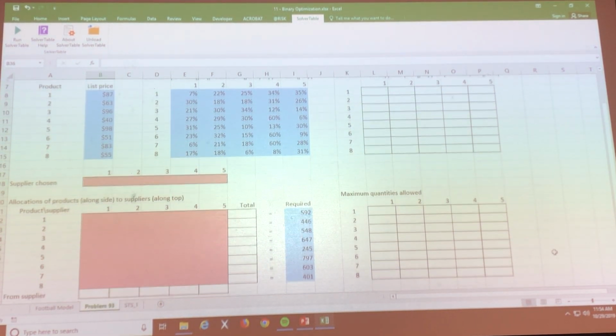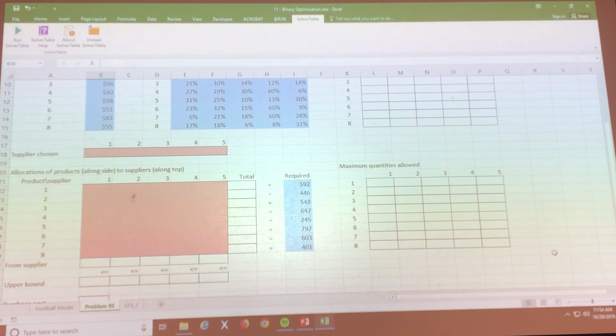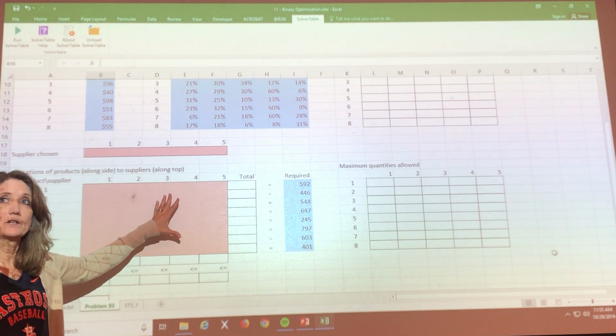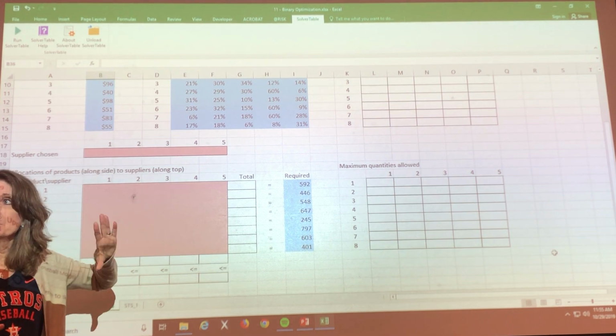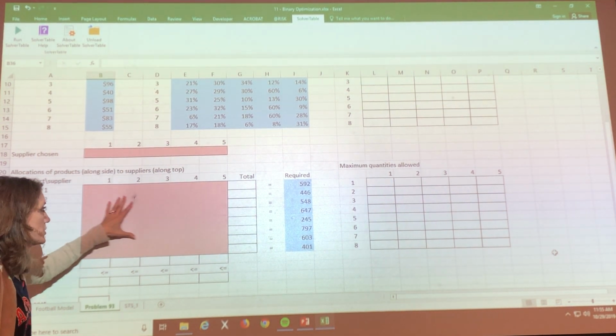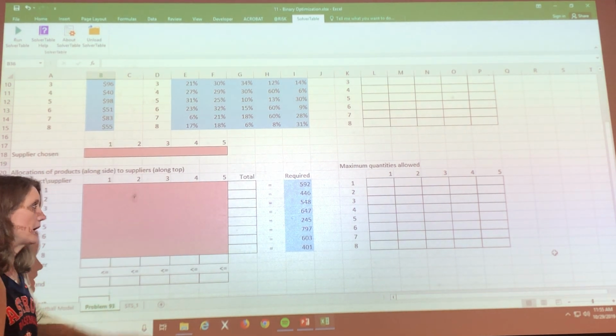Then Excel is gonna be filling in whether or not we use the supplier, and then how much of each product we get from each supplier. So that's what Excel is gonna be filling in. Do we use them or not, 0s or 1s? How much do we get from any given supplier?